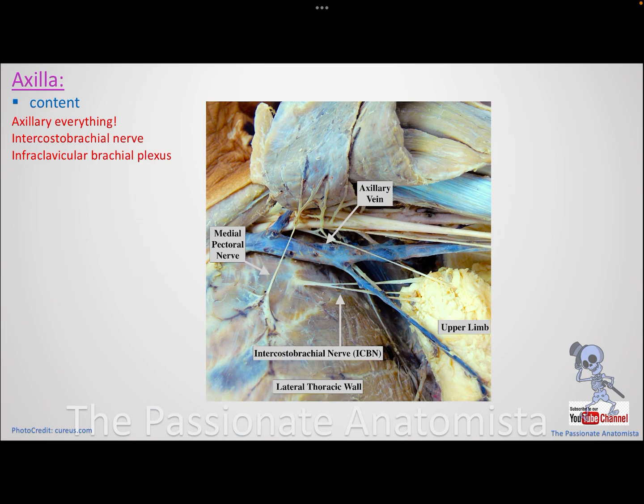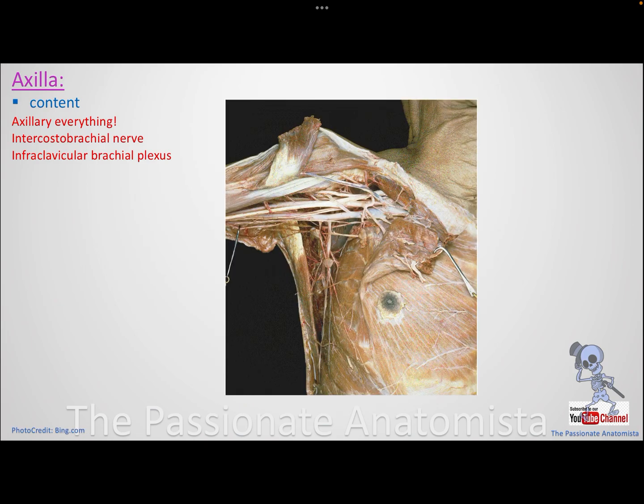Other than that, everything else you guys already know. Like we said, we have the axillary vein, we have the axillary artery, and we have the lower infraclavicular parts of the brachial plexus.